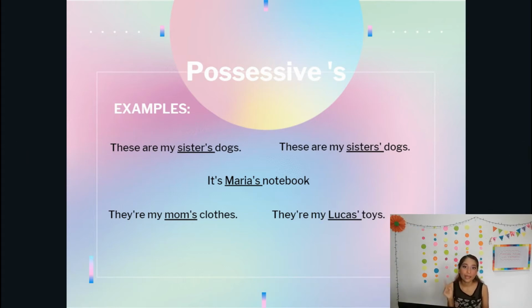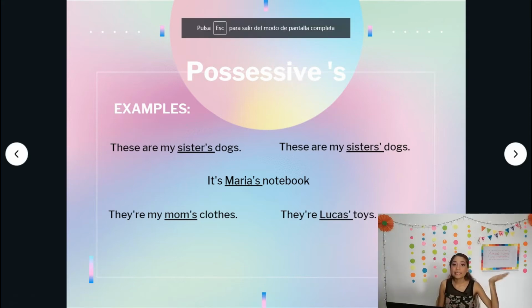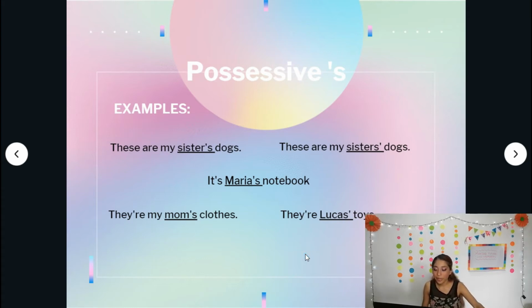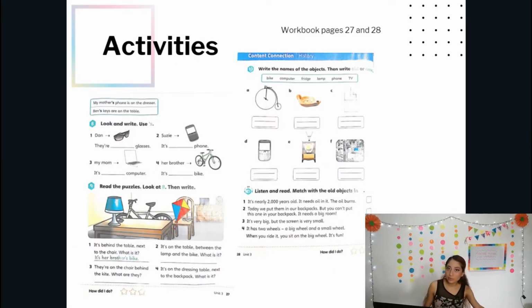And the last example is Lucas, with Lucas, ok? Si se dan cuenta, el nombre de Lucas termina con S. So in this case, we have these are Lucas' toys, okay? So it means that the toys belong to Lucas. Como ya el nombre termina con S, simplemente añadimos apostrophe, okay? So I hope this was clear.